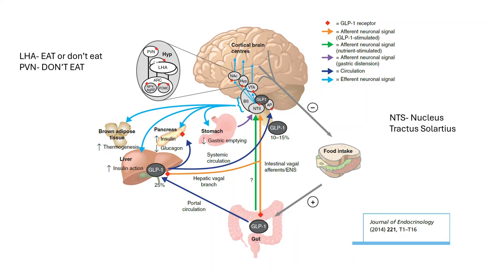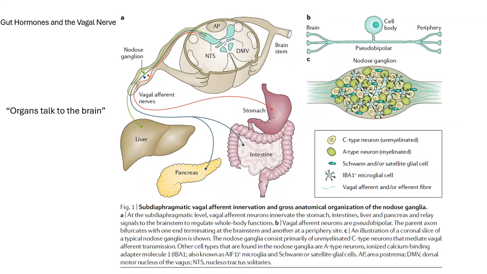Again, LHA, eat or don't eat. PVN, don't eat. Now, let's go down to the bottom. Let's go down to the gut. The vagal nerves talk to the nucleus tractus solitarius in both directions. This is part of the gut-brain axis. So whether there's food in the stomach or there's not food in the stomach, the NTS knows about it, but also the NTS gets information from the liver and the pancreas.